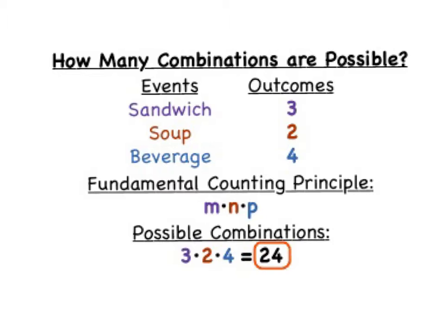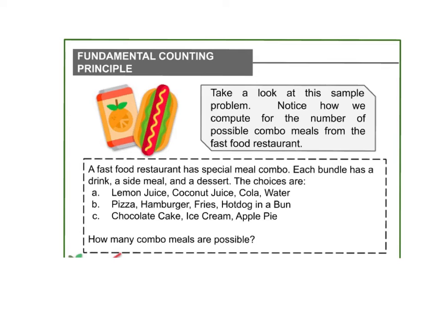Another example, so if you're at a restaurant and you have 3 sandwich choices, 2 soup choices, and 4 beverage choices, again we can multiply those different outcomes for each and get the total possible outcome. So in this case, 3 times 2 is 6, 6 times 4 is 24. All right, let's see if we can calculate this one.